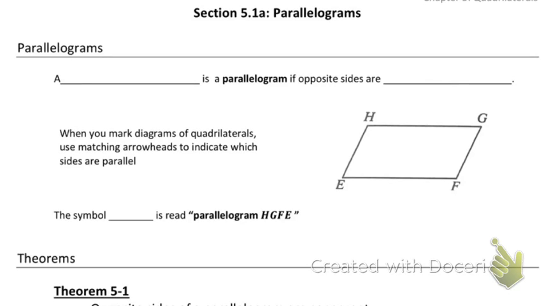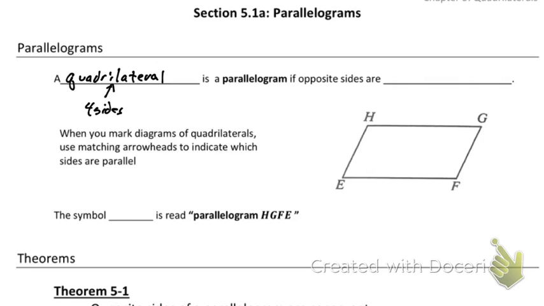Thing, and it is called a parallelogram. A parallelogram. First of all, a parallelogram is going to have four sides. A parallelogram will always have four sides, which means it is in fact a quadrilateral. Quadrilateral just means four sides.